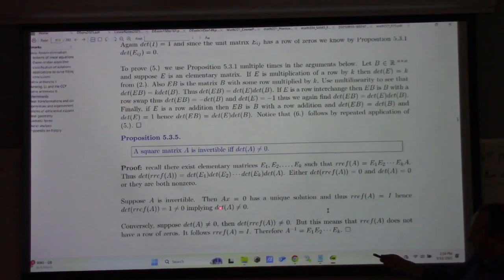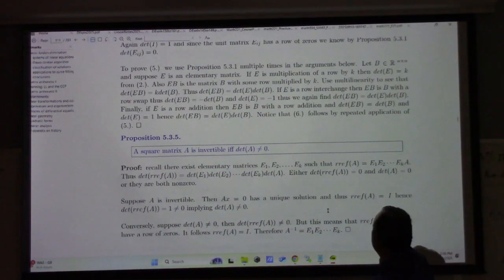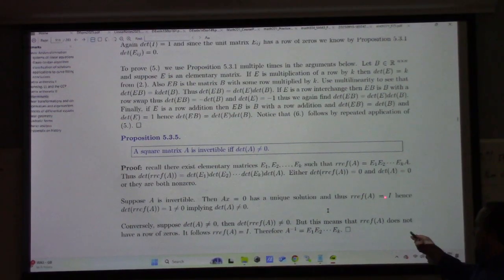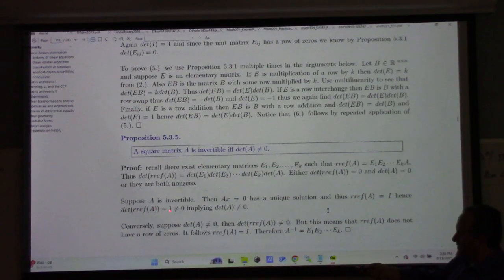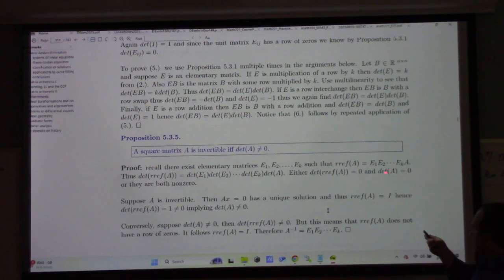Now if A is invertible, then we can see that the reduced echelon form of A has to be the identity. And hence the determinant of the reduced form is 1, which is of course not equal to 0, which tells me that the determinant of A must also be non-zero.